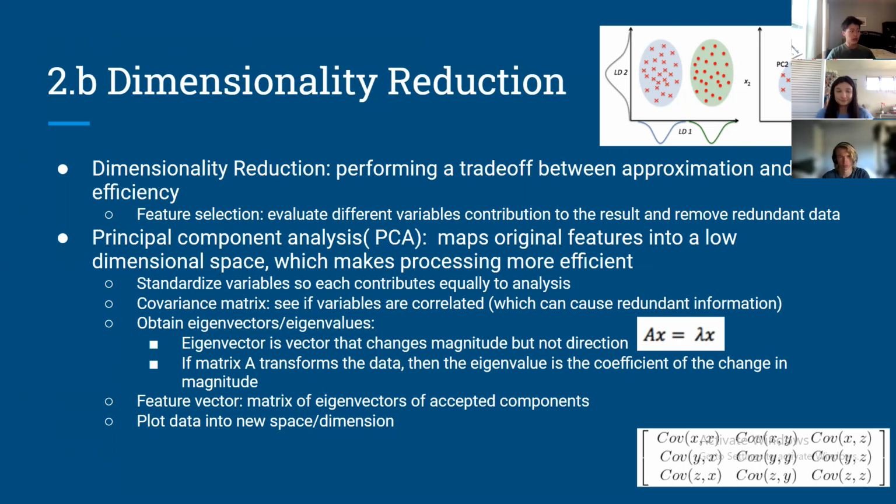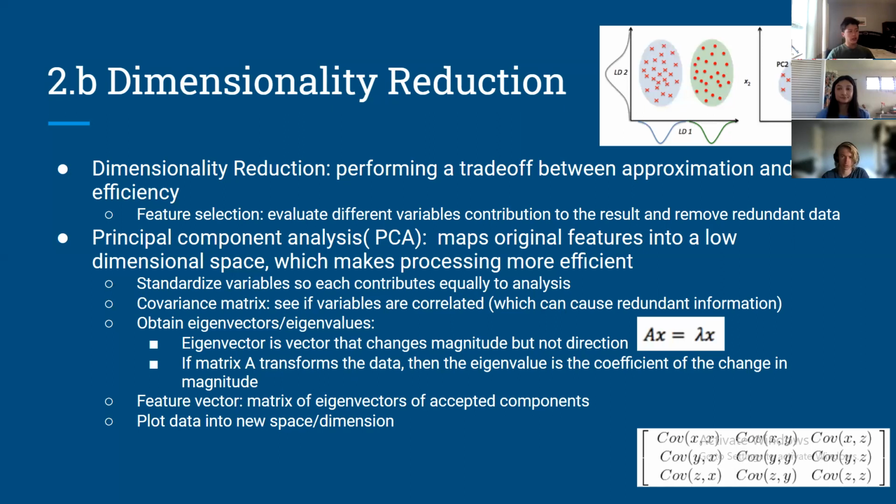The second one is a covariance matrix, which compares the variables to see how correlated they are. Because if it's really correlated, then it might cause redundant information, and that might cloud up the processing time. The covariance matrix is shown on the bottom right. Next, we want to get the eigenvectors and eigenvalues because we want to plot into a new dimensions.